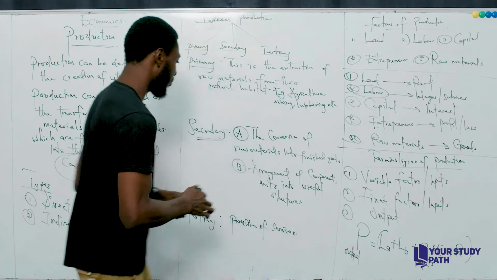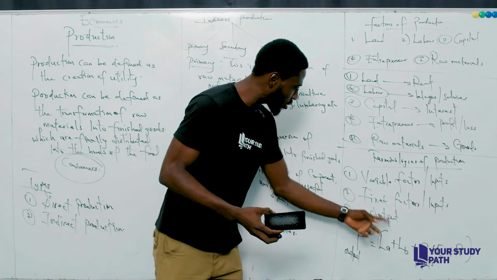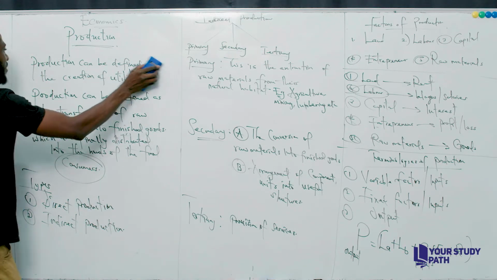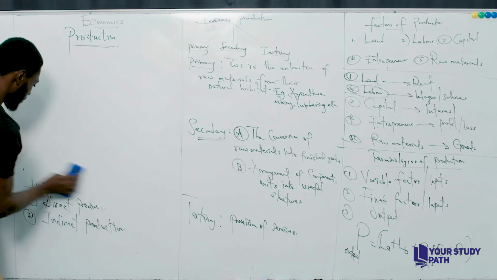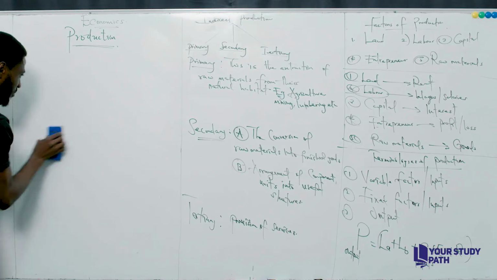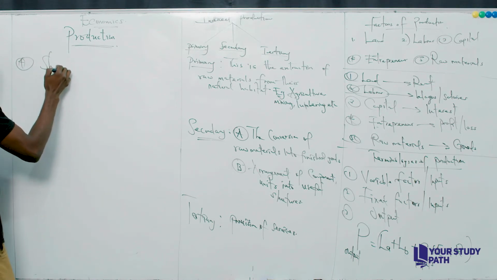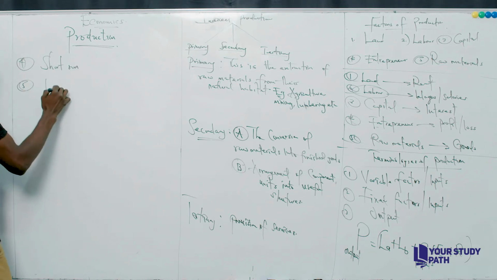Now, so we have 3, 1, 2, 3. Okay, let's add 2 more. So we come back here. Let's add 2 more. Number 4, let's say short run. Then number 5, we have long run.